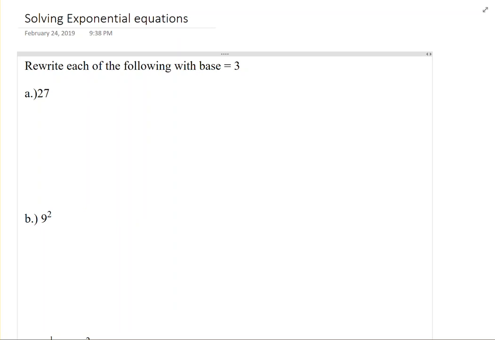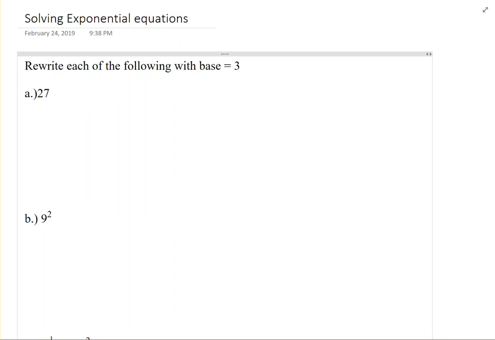Hello, so today's section is on solving exponential equations. Before we jump into actually solving equations, we're first just going to look at how to rewrite things with a common base. So first we're just going to rewrite each of the following with base 3.